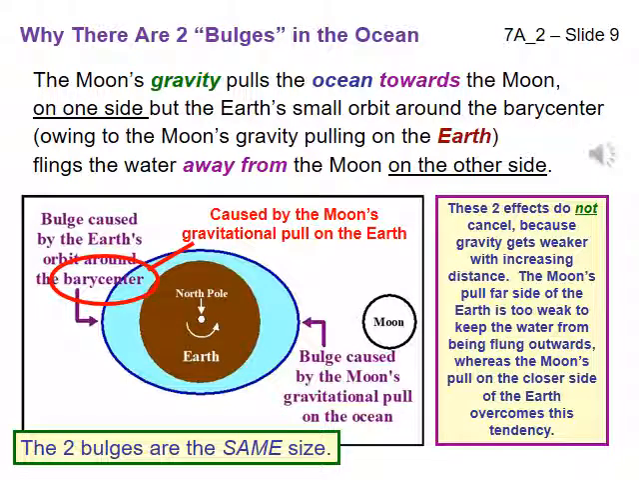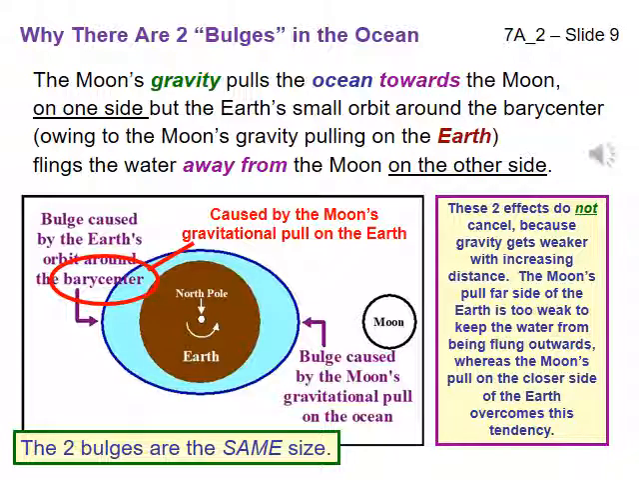Slide 9. 2 bulges, putting it all together. Someone who has been paying attention might say, wait a minute, don't the two effects cancel one another out? Won't the stronger one win, resulting in just one bulge? The answer to this question is no, the two effects do not cancel, because the Earth is very large and water is a liquid, not a solid.